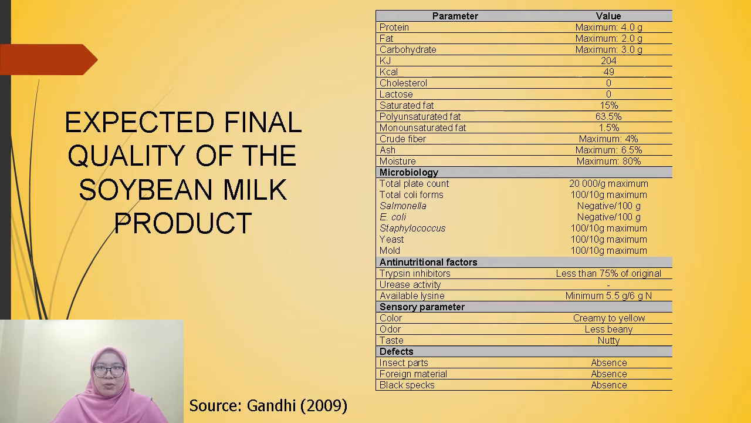The table shows the expected final quality of the soybean meal product, which complies with the safe parameters for chemical, microbiological, anti-nutritional factors, sensory, and defects. However, if the CCP steps are not followed, it will result in poor final product quality and safety.